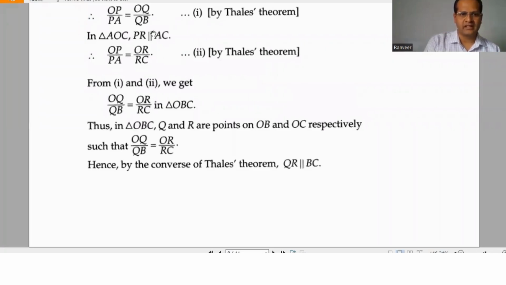So from the first and second, OQ by QB equal to OR by RC. So in the triangle OBC, Q and R are points on OB and OC respectively. So we can write OQ by QB equal to OR by RC. So by the converse of Thales theorem, we can say this is parallel.